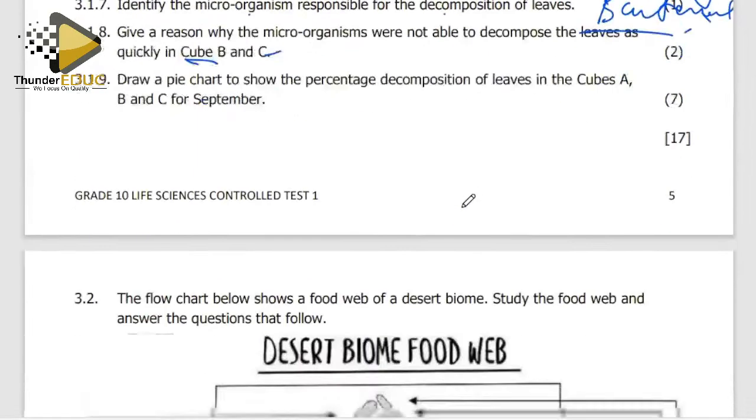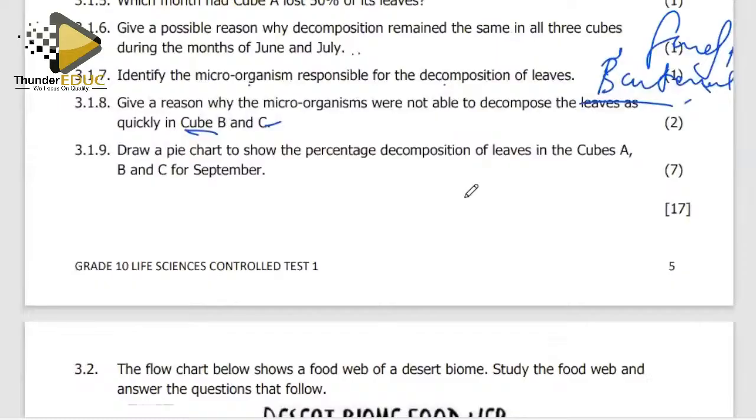Draw a bar graph. This one is simple. If they talk about a bar graph, you know what you're supposed to draw. There are some things which you're supposed to include on that bar graph. Don't just draw and then you go. Did I say bar graph? Draw a pie chart. Okay, draw a pie chart.